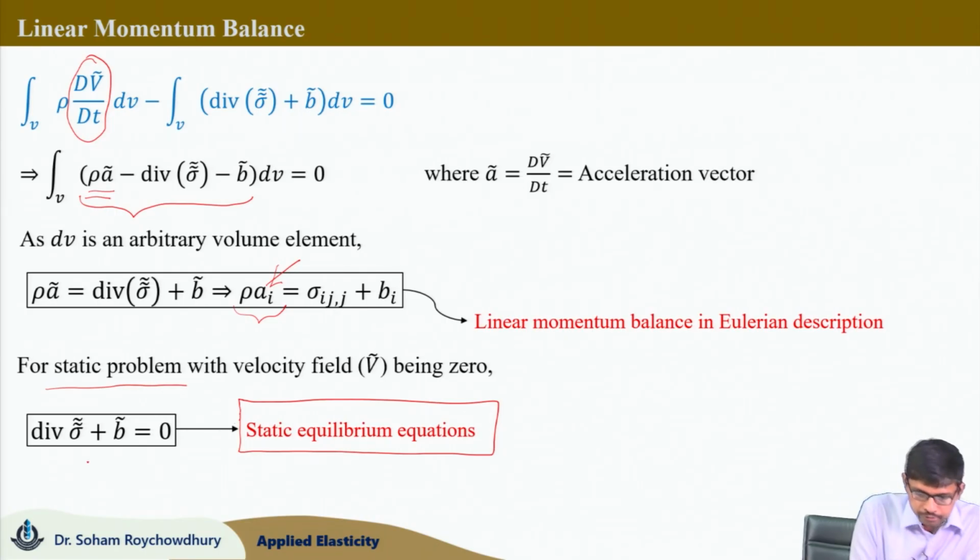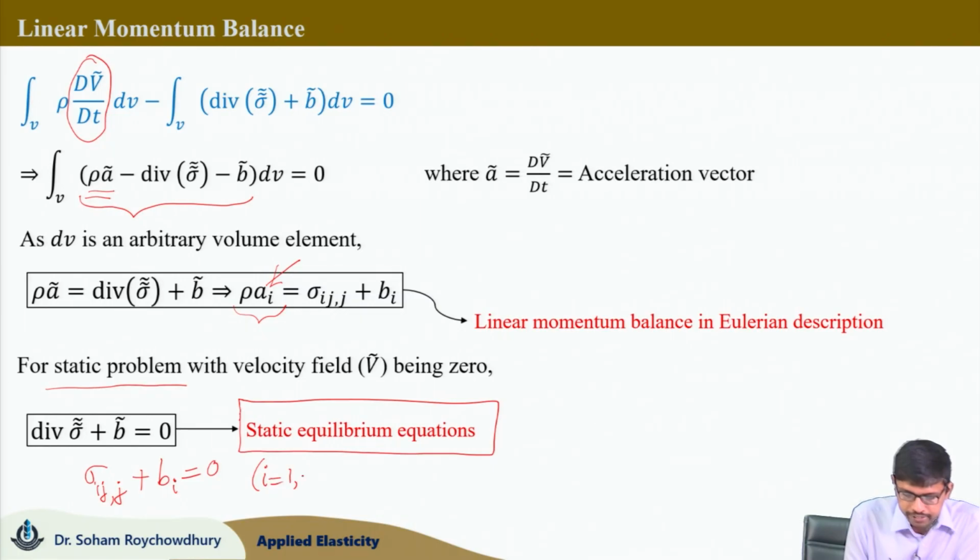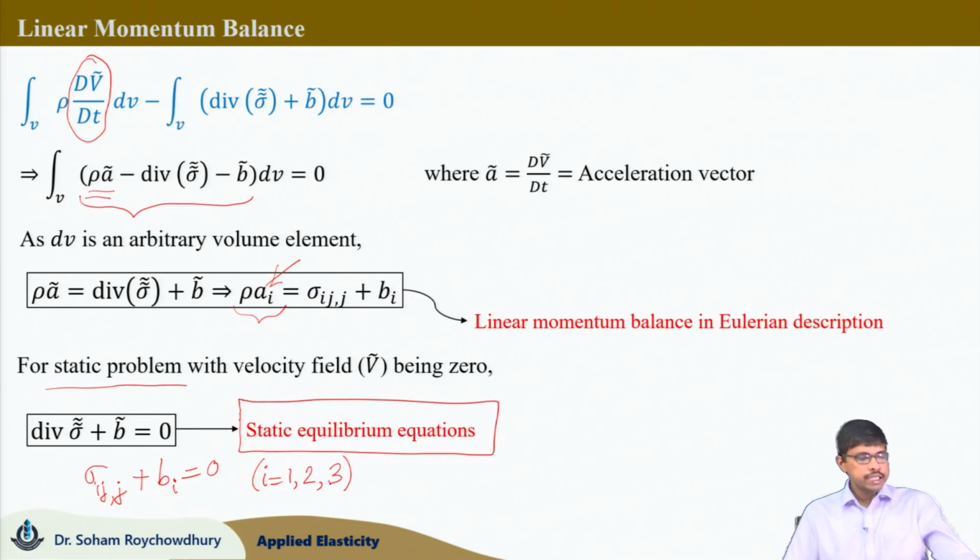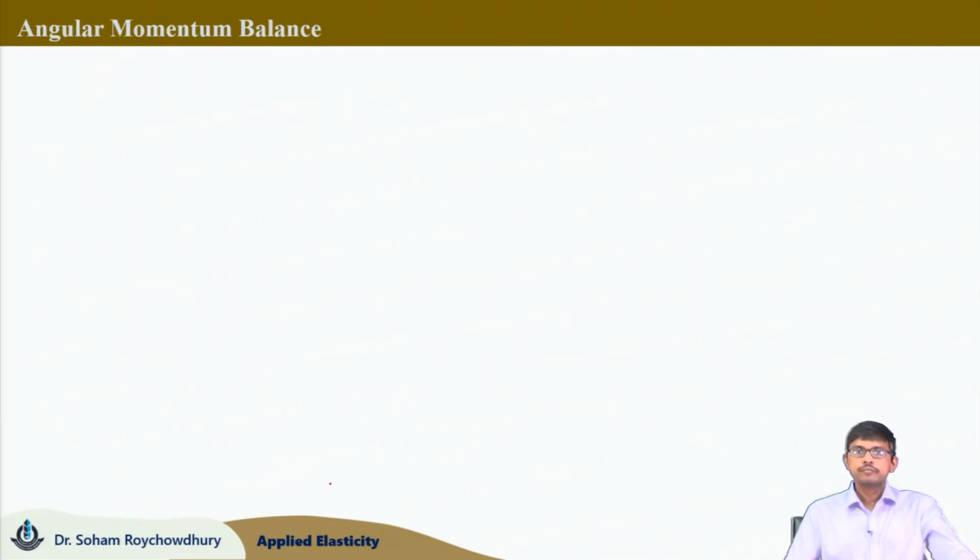In index notation, it would be sigma i j comma j plus b i equals 0, where i varies from 1, 2 and 3. i is the free index, so we can have 3 static equilibrium equations along the x1, x2 and x3 directions. So, the linear momentum balance is basically giving us the static equilibrium equation for strength of materials or elasticity problems.